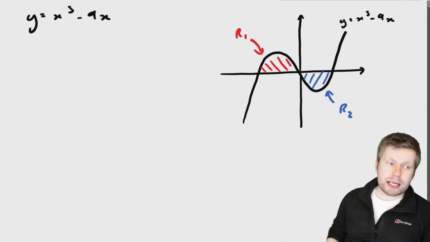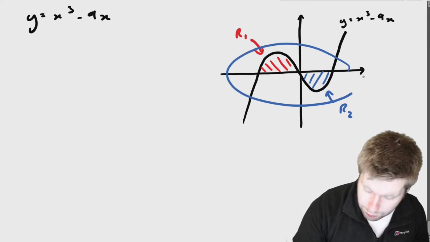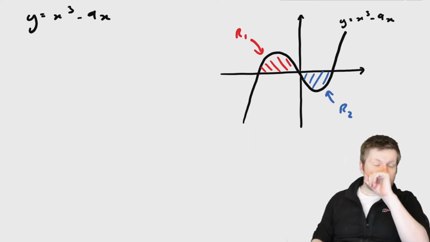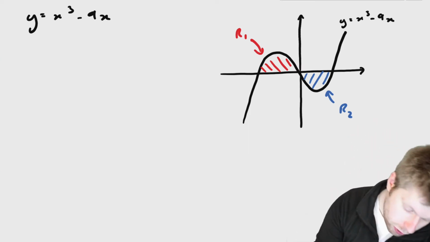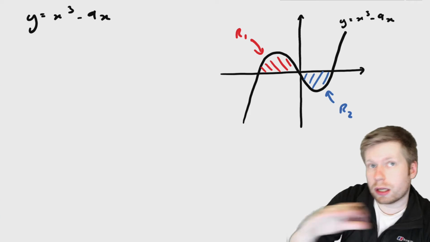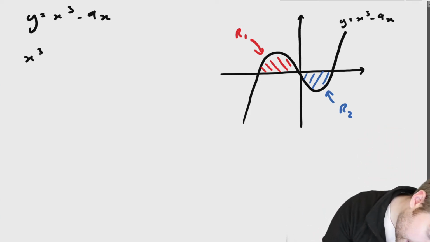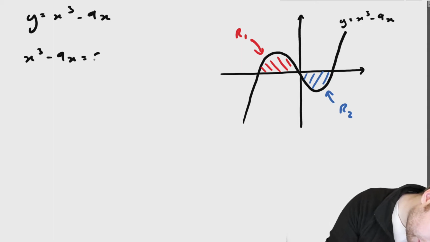Well, first of all, I need to find the bounds of my regions. So in other words, I need to find where this curve goes through the x-axis. So in order to do that, I just set y to be 0, because of course the x-axis is just the line y equals 0. So in order to find the bounds, I do x cubed minus 9x equals 0.